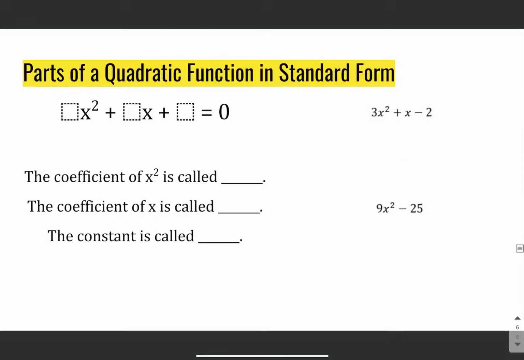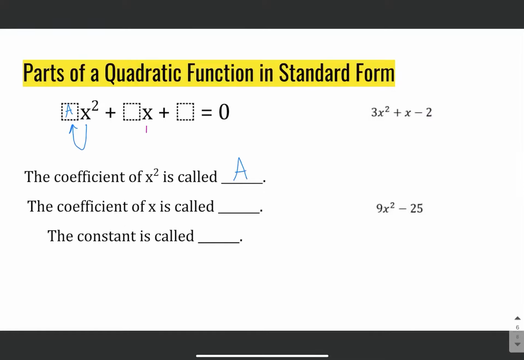And now getting to the parts. So starting to put things together. We need to be able to put a quadratic function into standard form. And then we need to be able to recognize the parts of it. So what do I mean by parts? Well, the coefficient of x squared, whatever that number is in front, that's what we call our a. So again, there's going to be a number in front of x squared, and that's called our a.